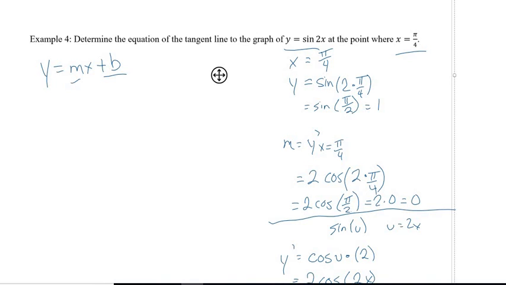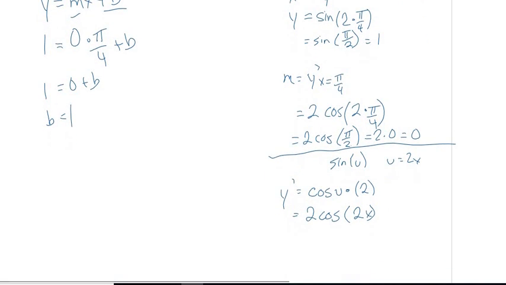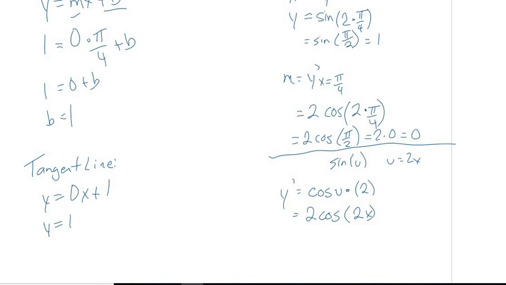So let's plug in that information. So y equals 1, m is equal to 0, x is equal to pi over 4, plus b. So in this case, that's going to be 1 equals 0 plus b, or b equals 1. So now that we have that, we can conclude with the tangent line. So in this case, the tangent line y equals, m was 0, x plus b is 1, or it's y equals 1. And that's pretty much all there is to it.